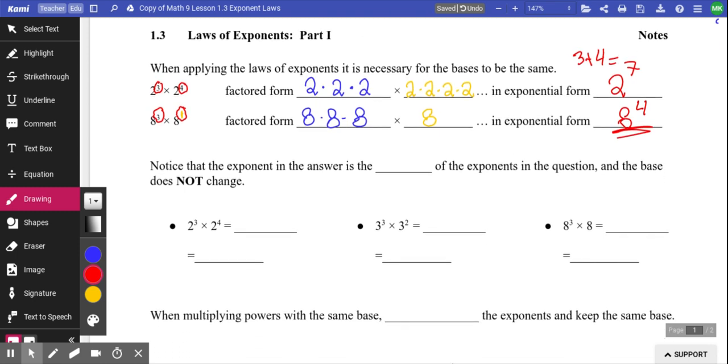Down here we can fill in the blank. It says, notice that the exponent in the answer is the addition of the exponents in the question, and that the base didn't change. Yeah. I've first read this. Like, am I doing this right? Yes.